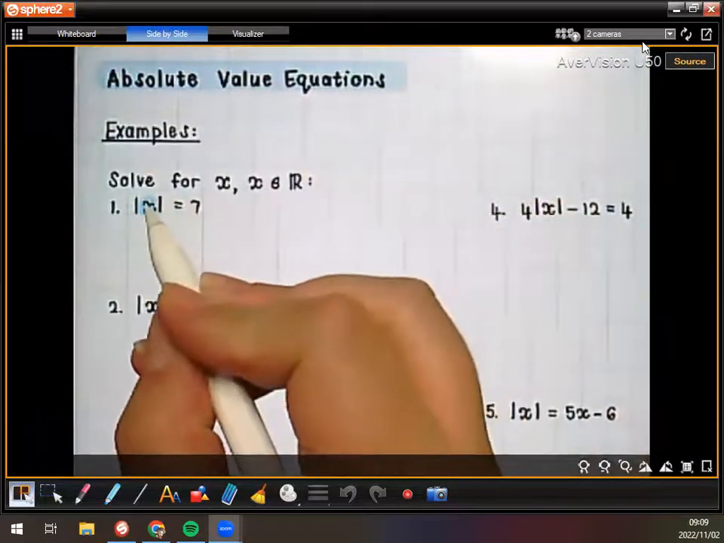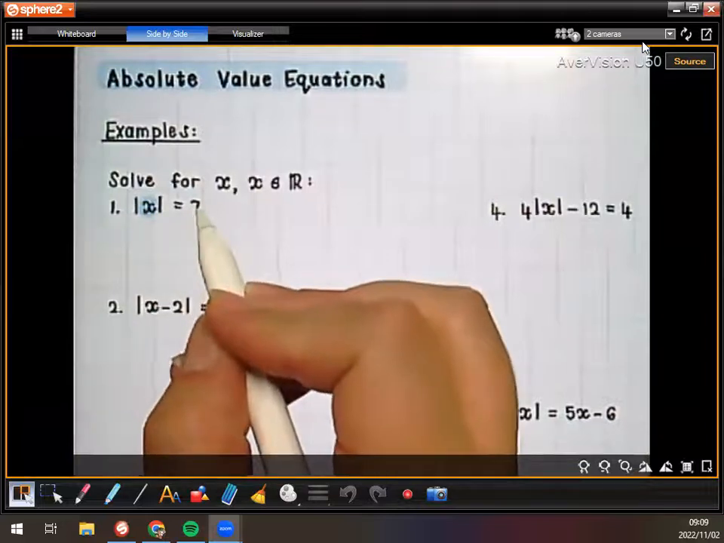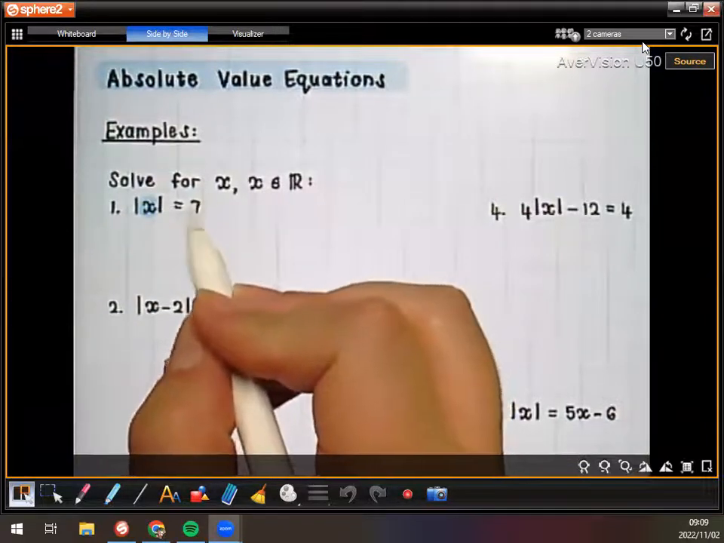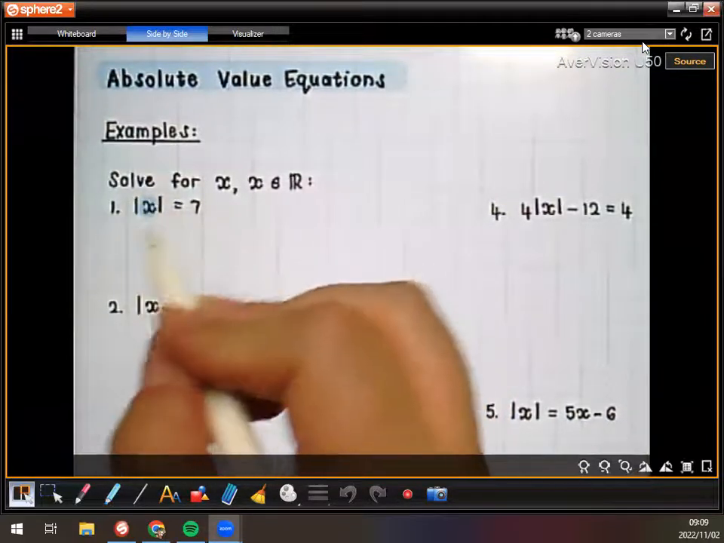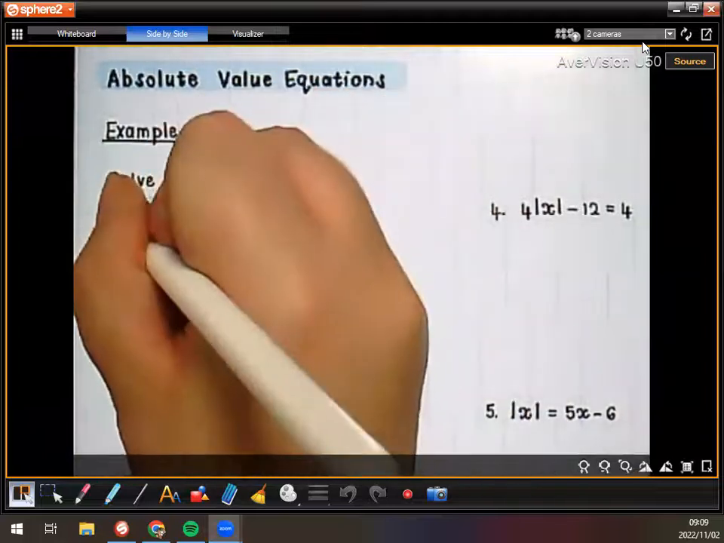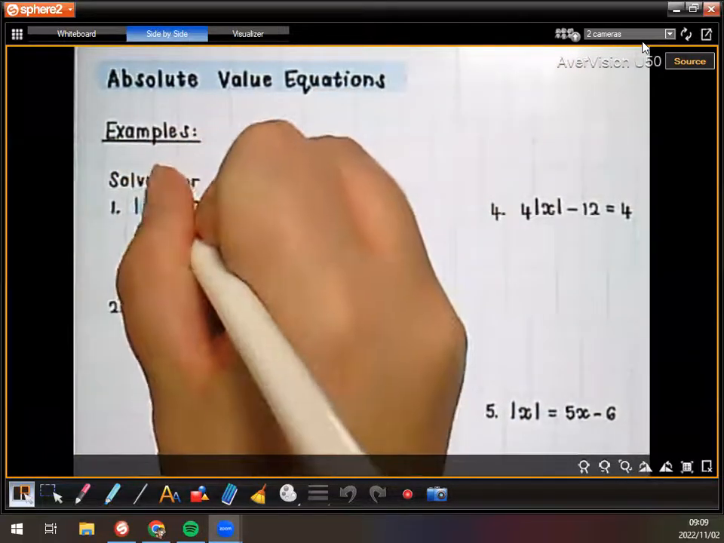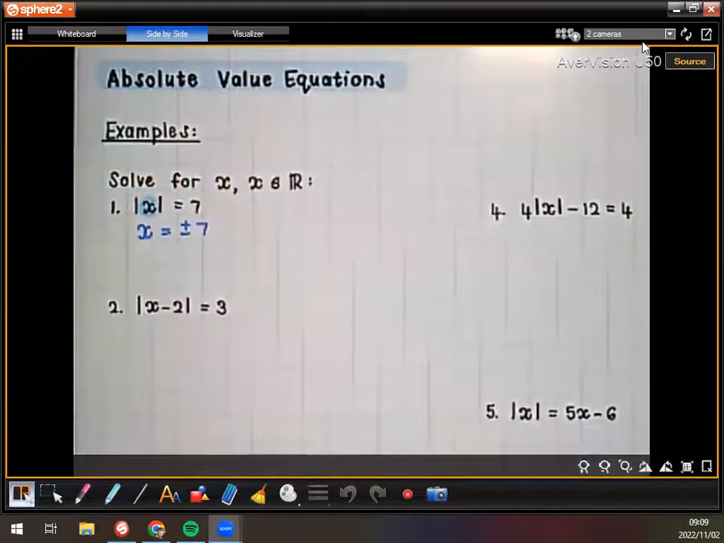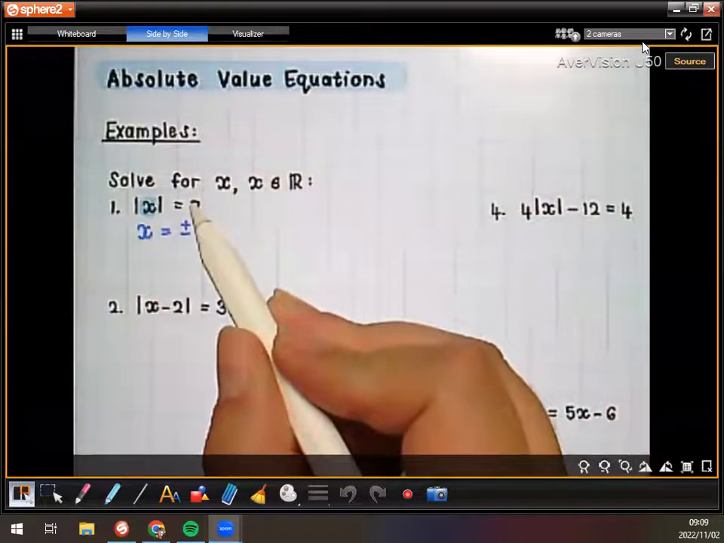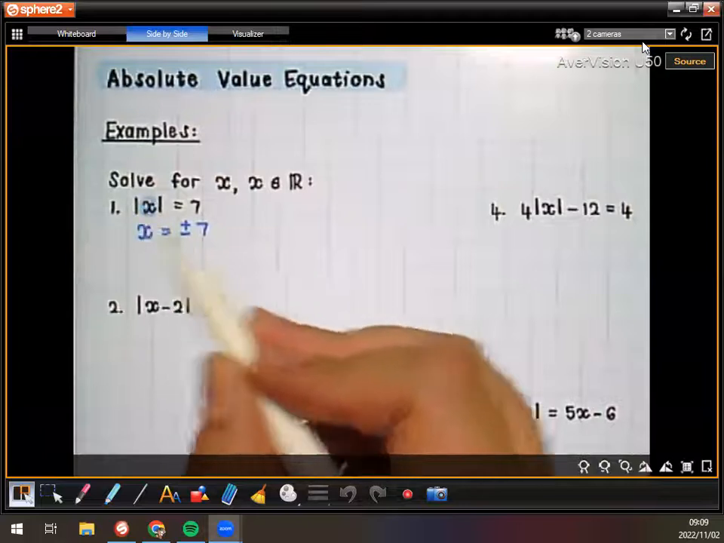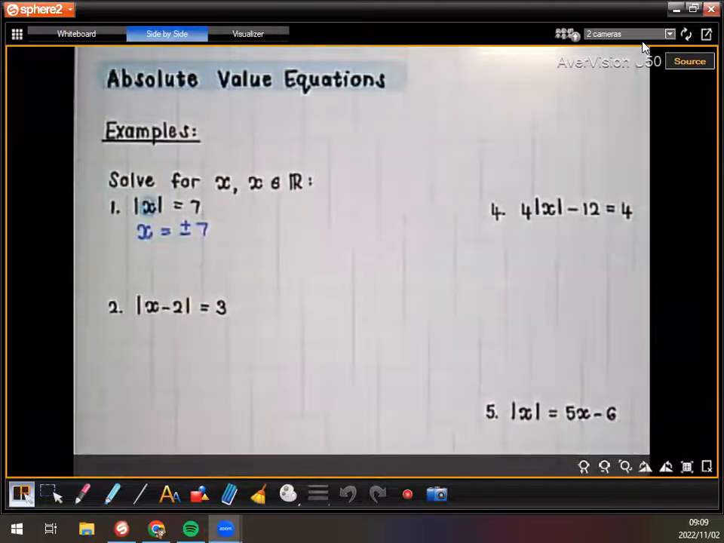If you take the absolute value of 7, what is the answer? 7. What's the absolute value of negative 7? Also 7. So x can be either positive or negative 7. If you take the absolute value of 7, the answer is 7. Take the absolute value of negative 7, also 7.